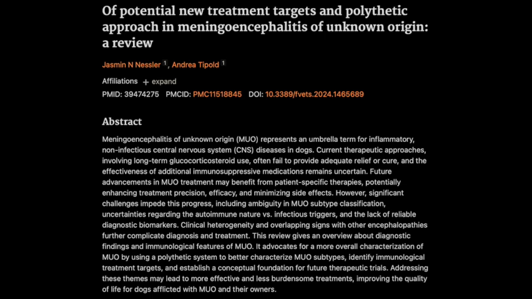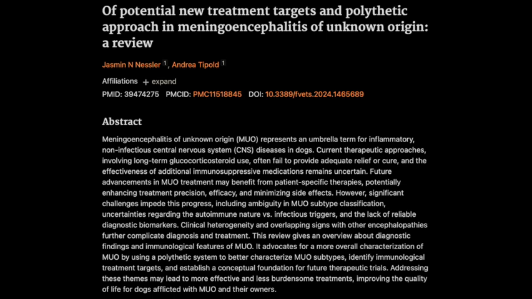And even more confusingly, they found a completely new variant of MUO characterized by CNS vasculitis. So it seems like our understanding of these subtypes is still evolving. We're learning more all the time. So MUO might be more of a spectrum than a set of distinct boxes. But no matter what subtype we're talking about, the common thread is inflammation.